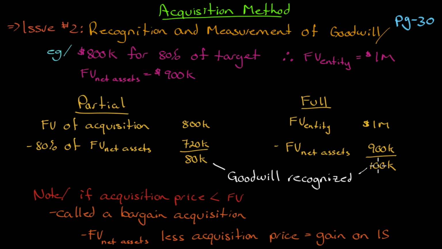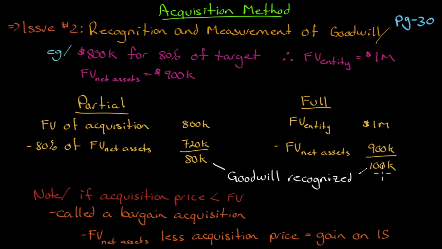Again, I spent 800,000. I should have a claim against 80% of the net identifiable assets, 720,000. Under the full method, because my 800,000 is being reduced by 100,000 of goodwill, I'm only applying 700,000 to the value of the net identifiable assets. Doesn't make a lot of sense to me. Why use full? I think partial lines up a lot better, but hey, GAAP uses full. IFRS allows both, so we've got to know it.